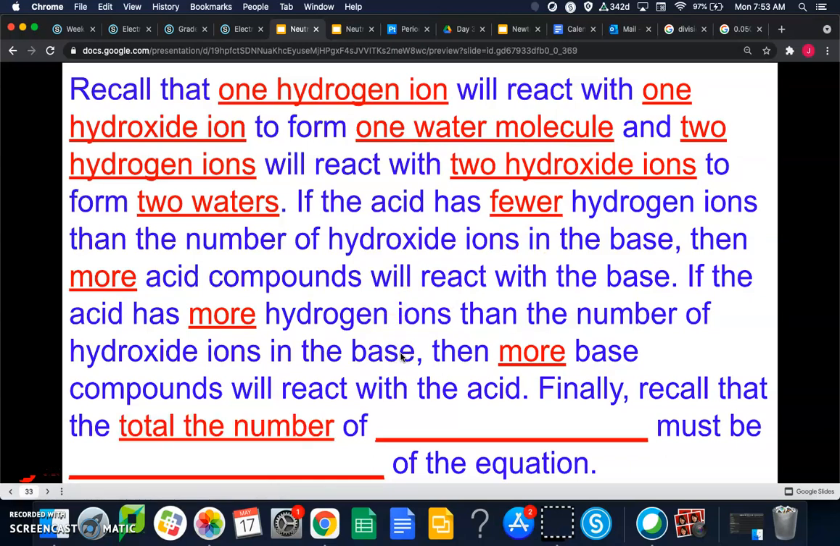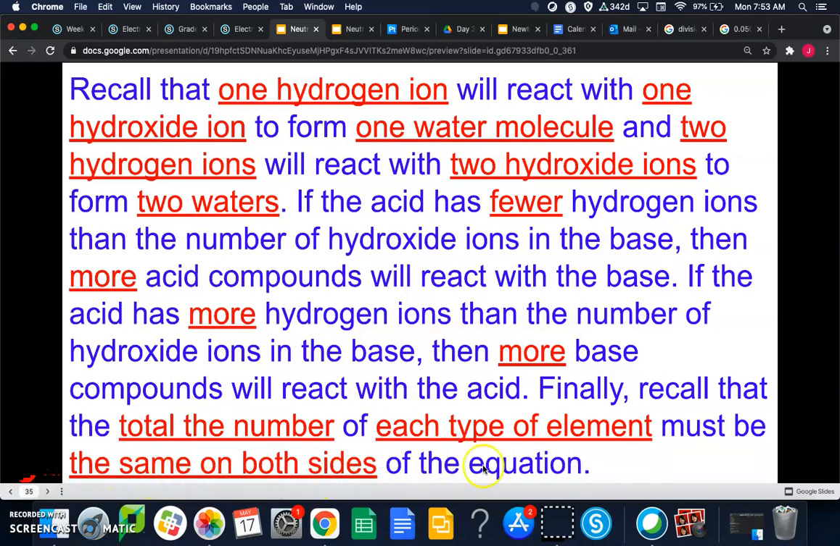Finally, recall that the total number of each type of element must be the same on both sides of the equation. That's called the law of conservation of mass. We can't create or destroy matter in a chemical reaction, so there's got to be the same number of each type of element on each side of the equation.